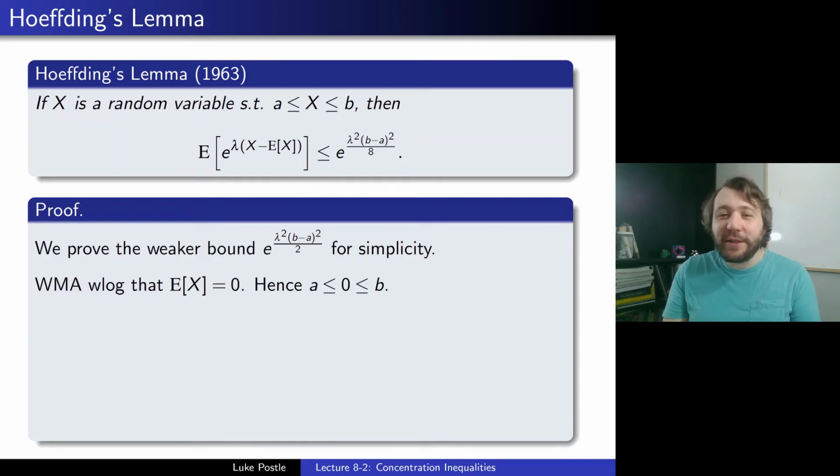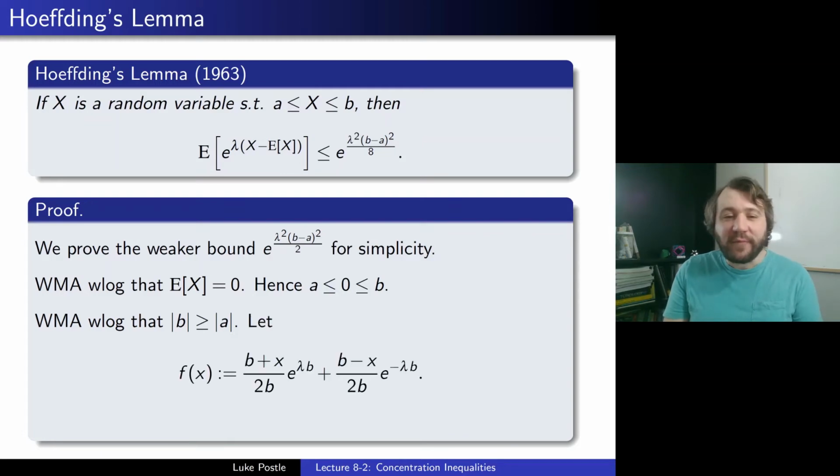Well, the expectation is 0, so that means the range of where the variable is, namely a and b, the a would have to be at most 0 and b would have to be at least 0. And we may assume without loss of generality that the absolute value of b is at least a, otherwise we'd flip the variable. And then what can we do? Well, now we have to do some magic. We choose an appropriate function.